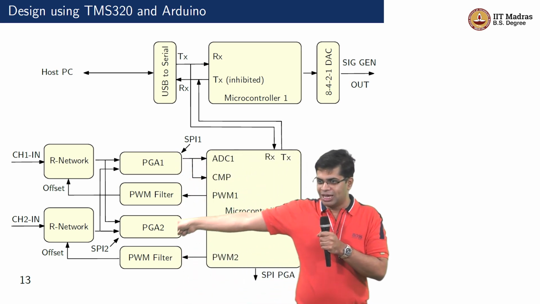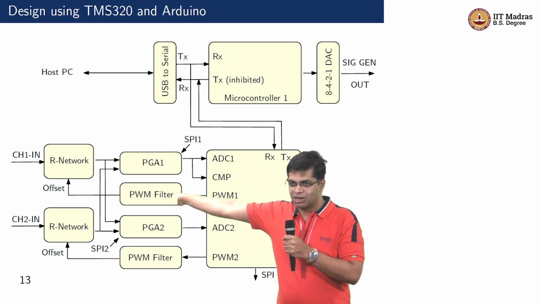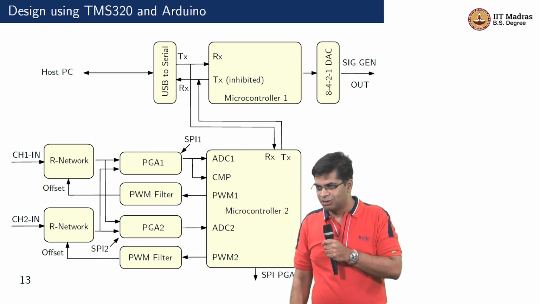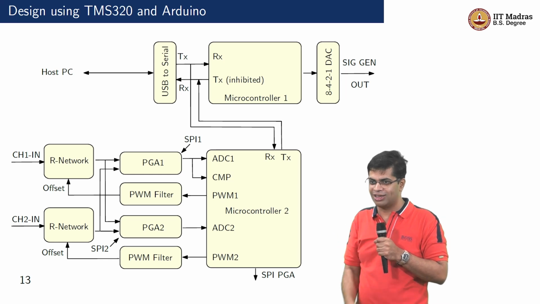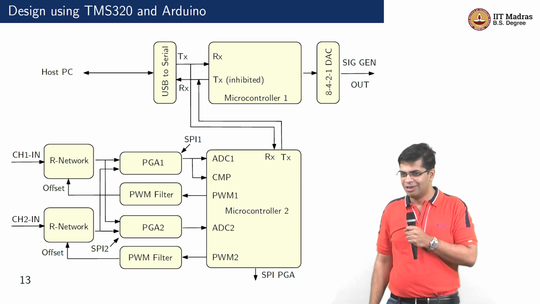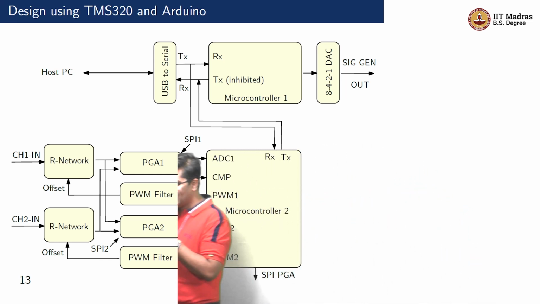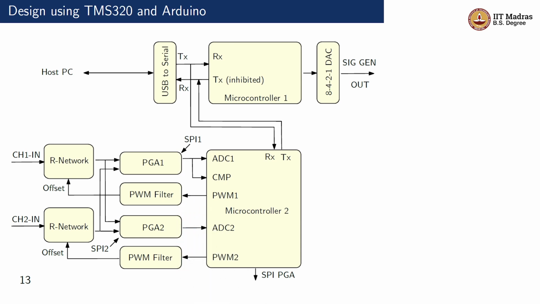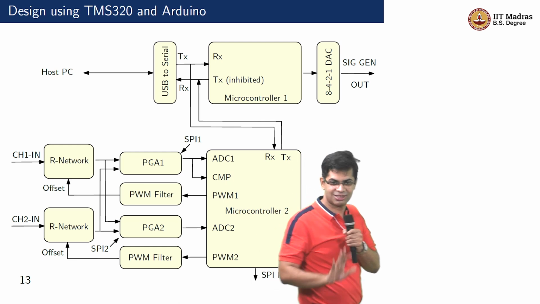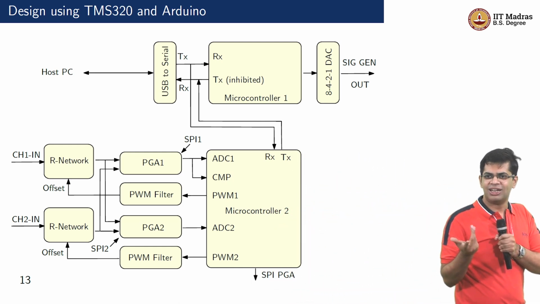And I have this SPI command which is coming from the microcontroller to both the PGAs. So depending on whether you are triggering by channel 1 or channel 2, I choose which routing I want, whether I want this signal to come via this or I want to come via this. So that whichever one needs to be triggered will come on this channel so that it goes into the comparator. Okay, that's the logic.